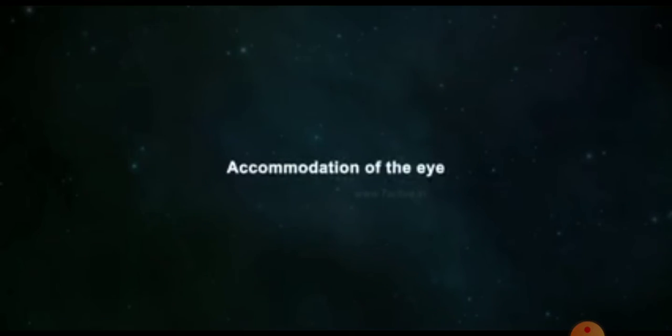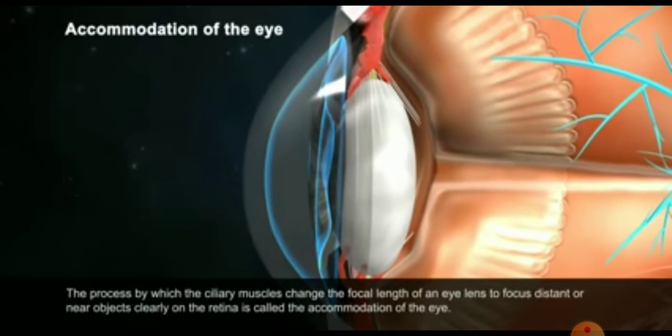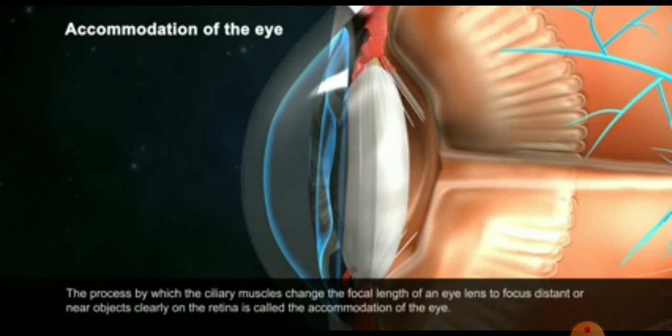So here you can see the next topic, accommodation of the eye. What is accommodation of the eye? The process by which the ciliary muscles change the focal length of an eye lens to focus distant or near objects clearly on the retina is called accommodation of the eye.